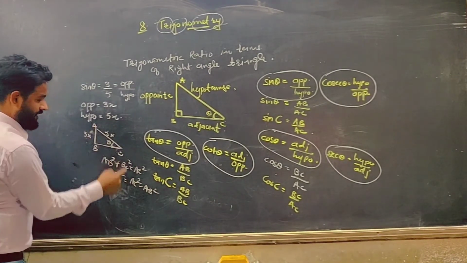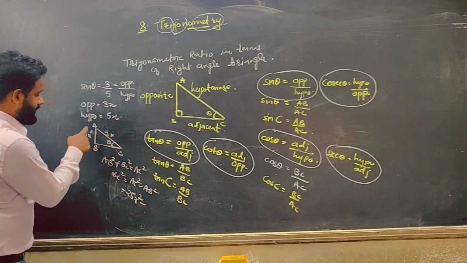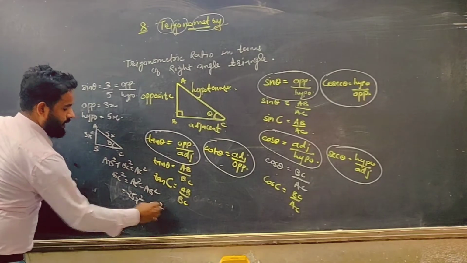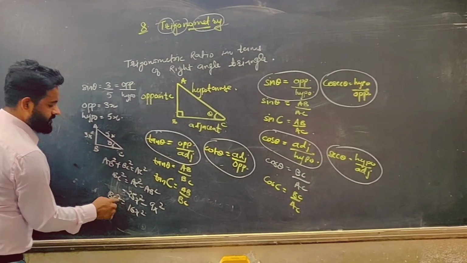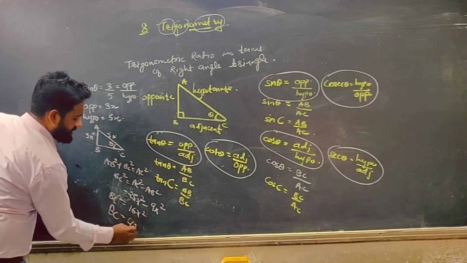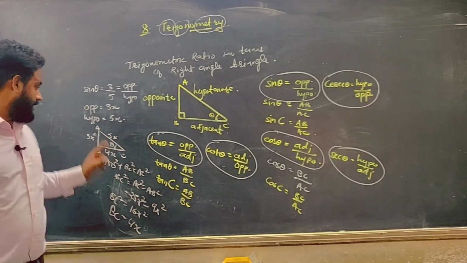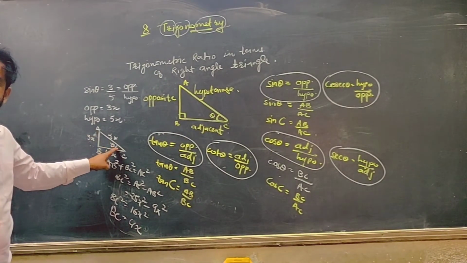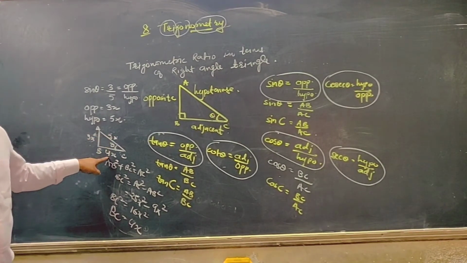What is AC? It is 5x. 5x whole square is 25x square. AB is 3x, that is 9x whole square. That will give you 16x square, which is BC square. The square goes to the other side, so you take the root. So BC is equal to 4x. Now, if I consider this right angle triangle with this angle as theta, I have the opposite, the hypotenuse, and the adjacent.